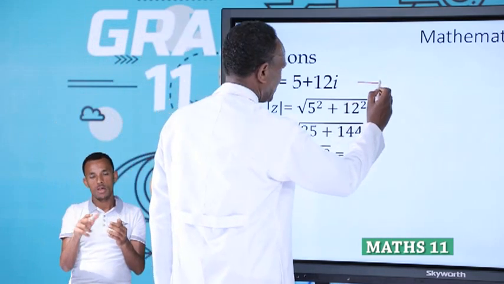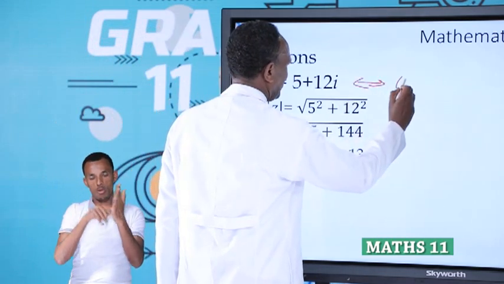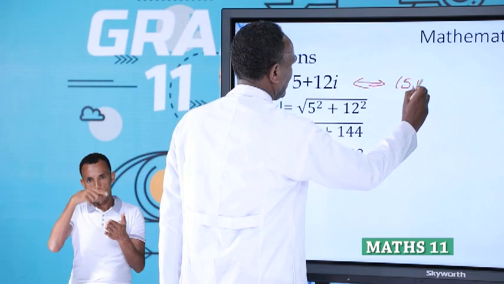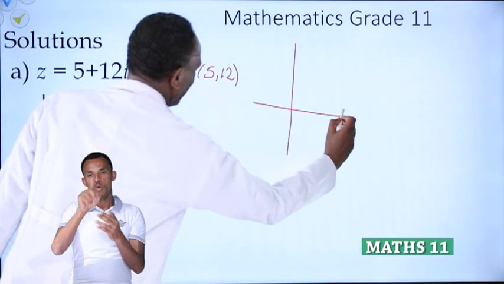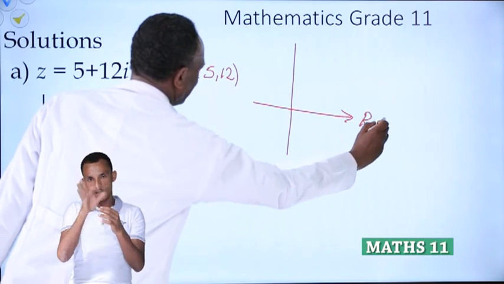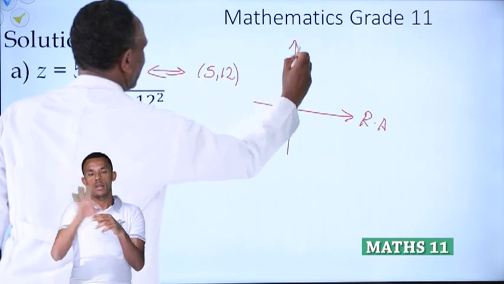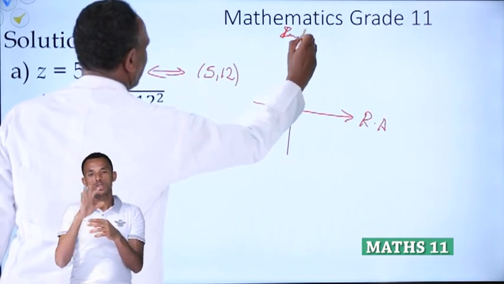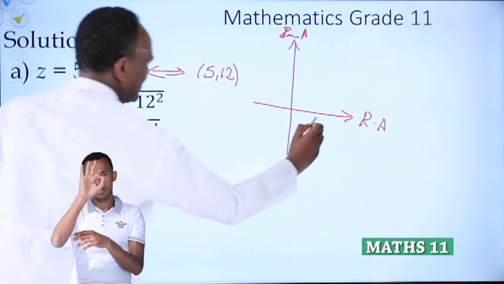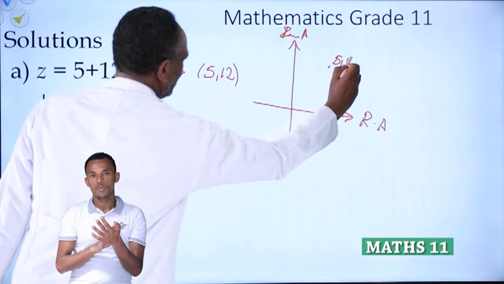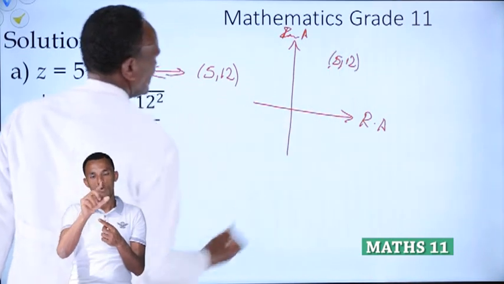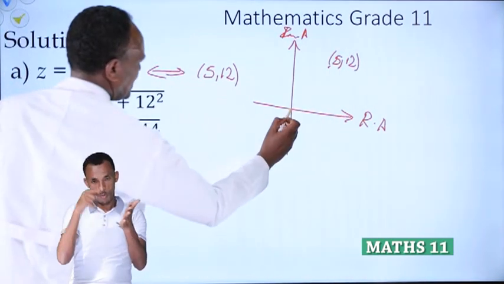This can be thought of as a point, if you take 5, 12. We can represent this graphically. You have the real axis on the horizontal axis and the imaginary axis vertical. For 5, 12, you will have a point somewhere here, with x value 5 and y value 12. So this is a point. This is the origin.